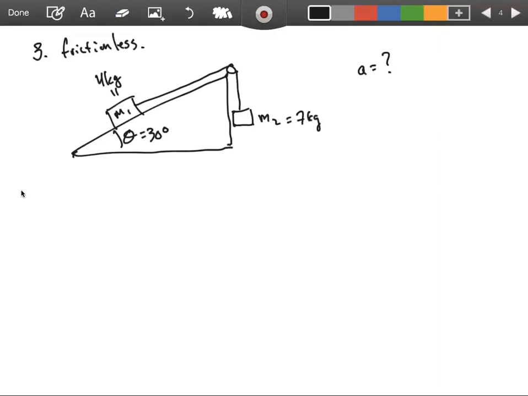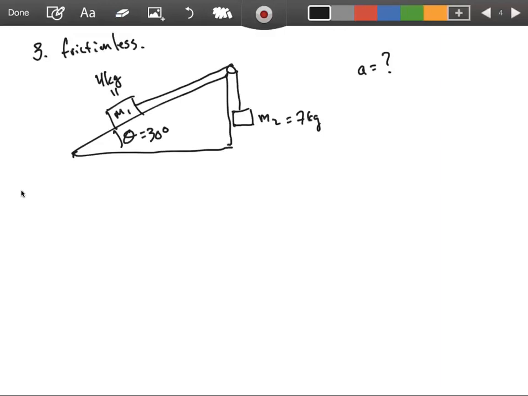Meaning I'm going to assume the direction at which m2 is going to accelerate, and we know from Newton's third law that m1 is going to accelerate with the same acceleration, at least the same magnitude, and then the direction just has to be consistent with what the other one is doing. They both can't be accelerating downward, because that would imply that the string is not there, and that just wouldn't work. So if I assume that m2 accelerates downward, m1 has to go up the plane. And if I assume that m2 accelerates upward, then m1 has to go down the plane.